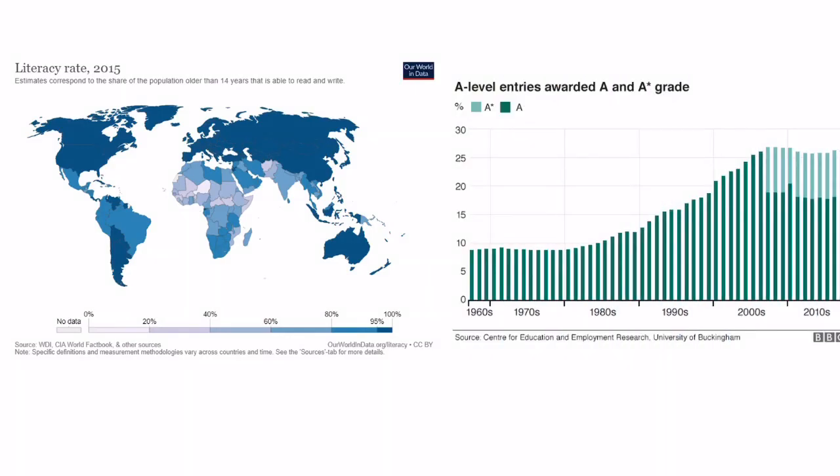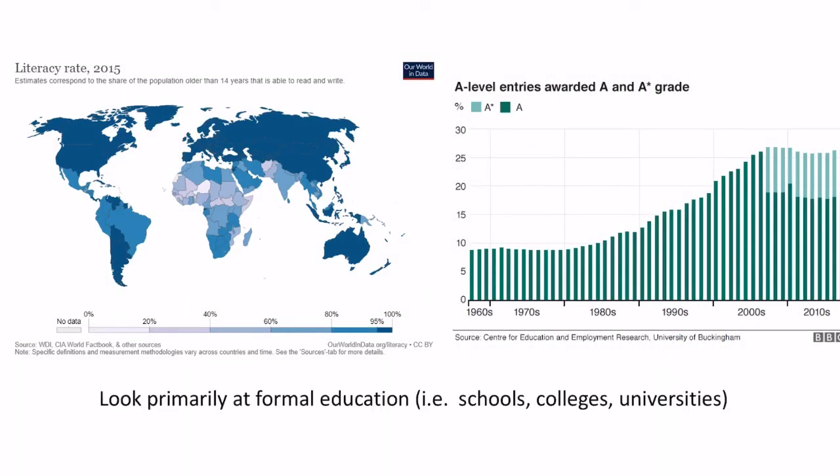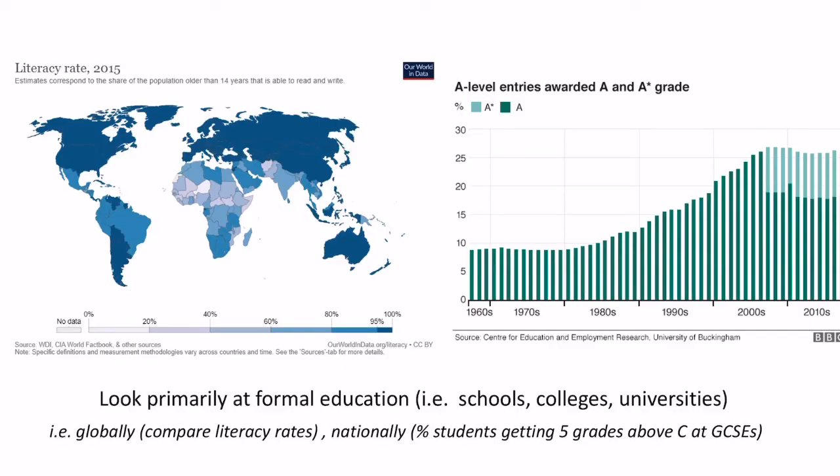When looking at education, we would look primarily at what's happening in formal education for indices. So what's happening in schools and universities and colleges. At a global level, we'd look at literacy rates and compare general levels of education between countries. But when we're looking at a national level, we would look at something like the percentage of students in the UK who get 5 grades between A star and C at GCSE, or the amount of students getting an A and A star above, as we see in this graph at A level.